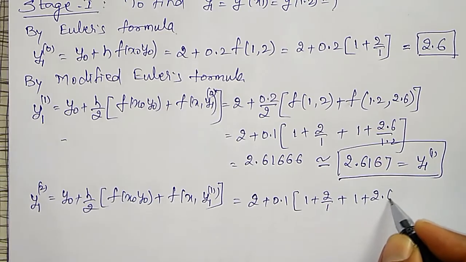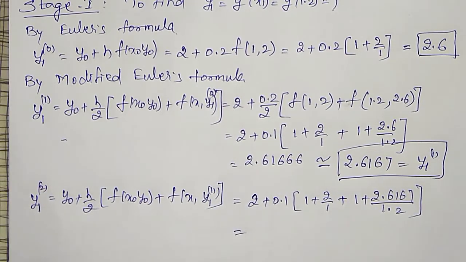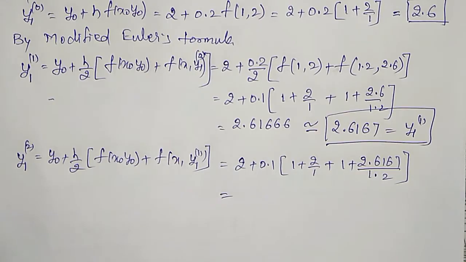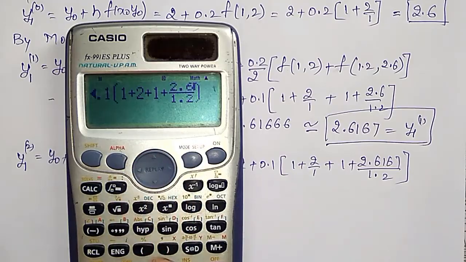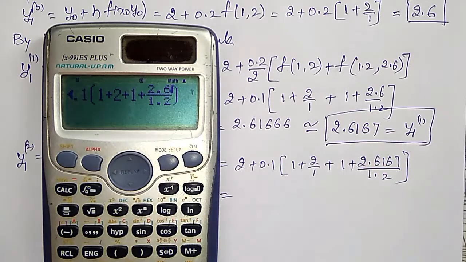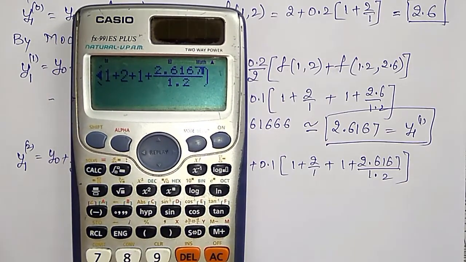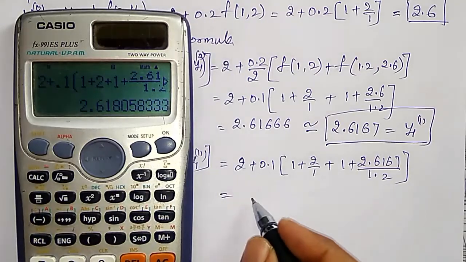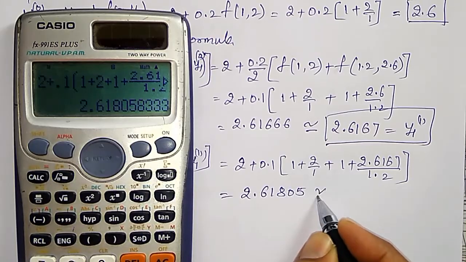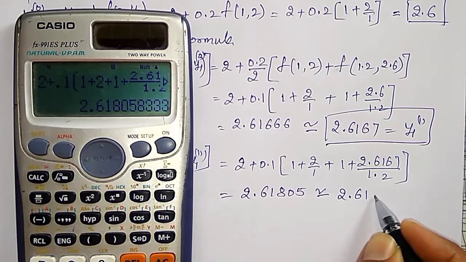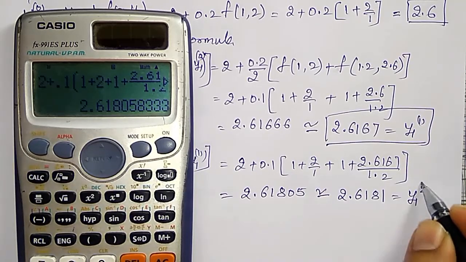That is 2.6167 divided by 1.2. Everything will remain the same. This is my second modification. In the calculator, the already operated one is there. In that you can change the 2.6167, make only this correction and you can save your time, and equal to, directly it comes out to be 2.61805. Up to 4 decimal places it becomes 2.6181, I will take. This is my y1 second approximation.